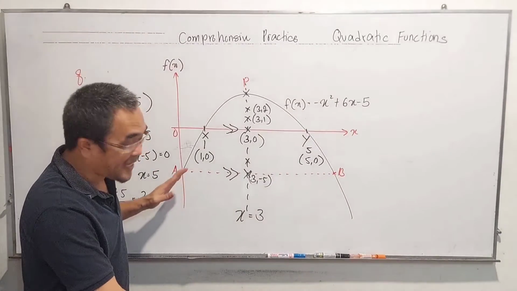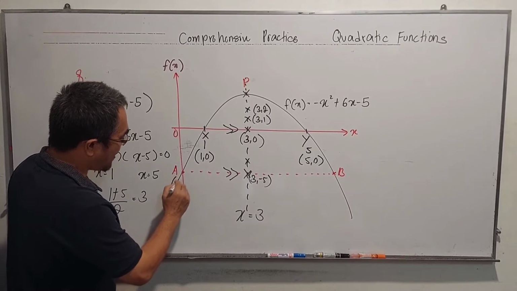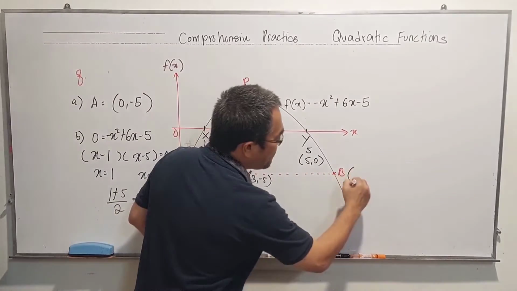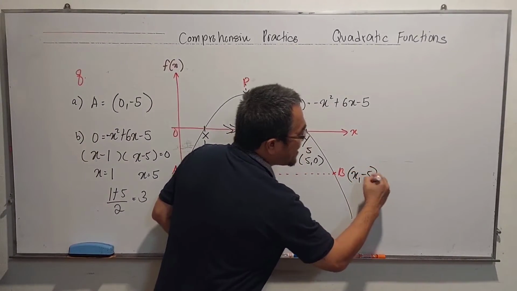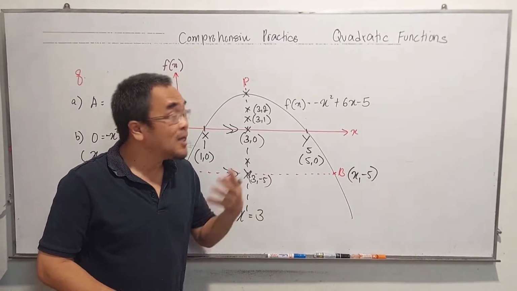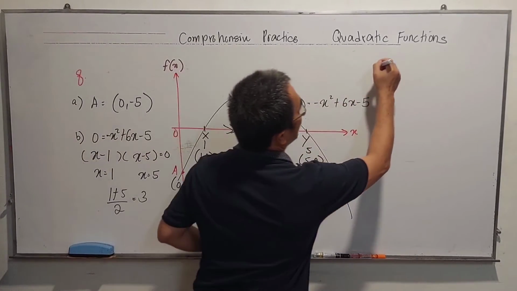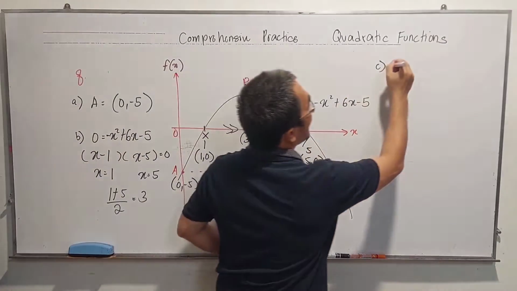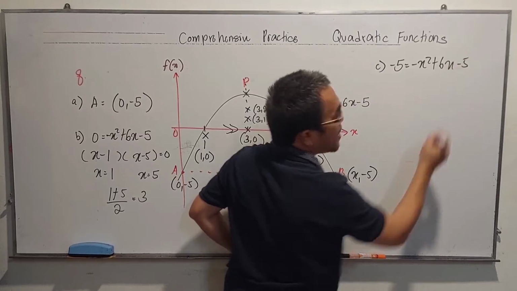If you draw this again according to scale, you know already that (0, -5) is here and (3, -5) here. So for B, even though I do not know X, I know Y is -5. On this line, the value of Y or f(x) is constantly -5. So in order to answer this question, I will replace f(x) with -5. So -5 is equal to -x squared plus 6x minus 5.